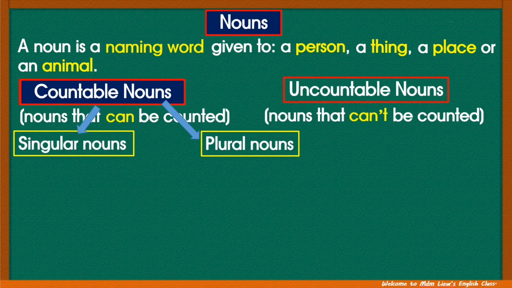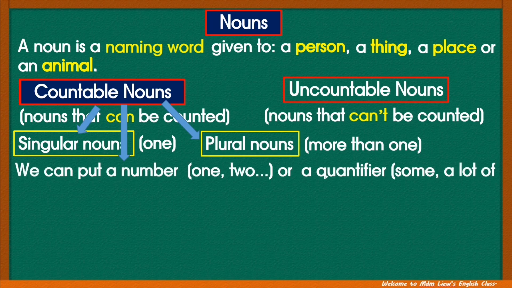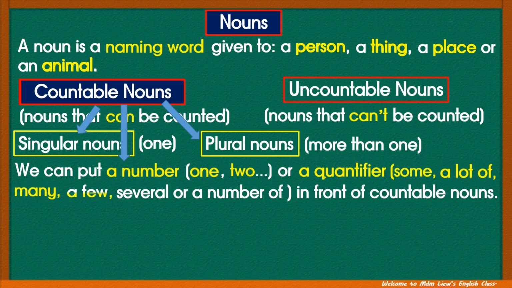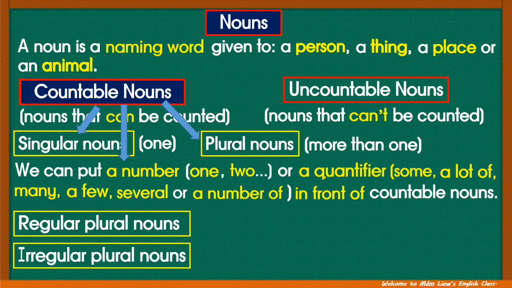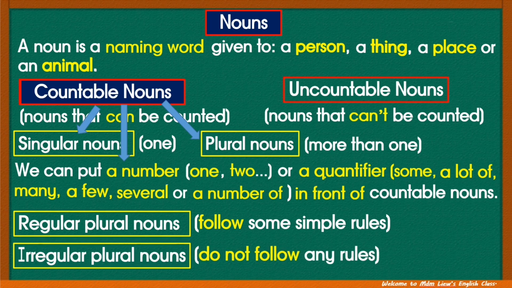Countable nouns have both singular and plural forms. Singular nouns refer to only one person, thing, place, or animal. Plural nouns refer to more than one person, thing, place, or animal. For countable nouns, we can put a number, such as 1 or 2, or a quantifier, such as some, a lot of, many, a few, several, or a number of in front of countable nouns. There are both regular plural nouns and irregular plural nouns. Regular plural nouns follow some simple rules that change a singular noun to a plural noun, while irregular plural nouns do not follow any particular rules.